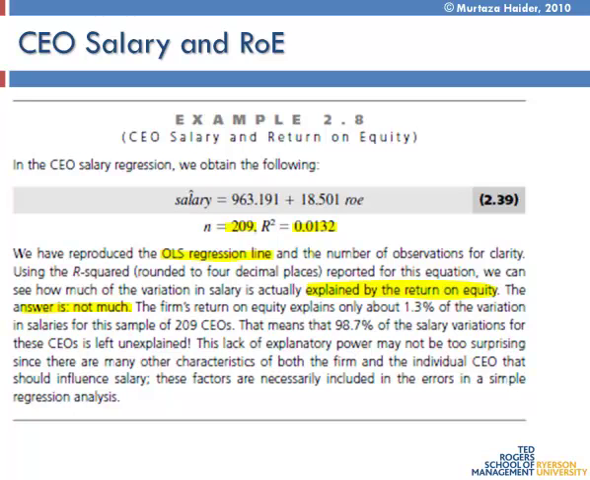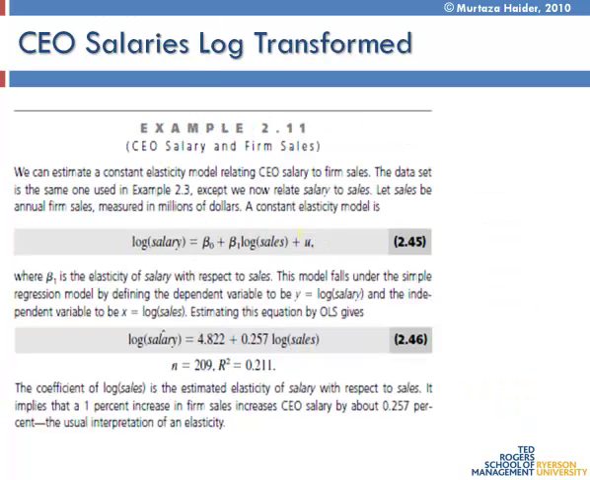The R-squared is only 1.3%, and so the firm's return on equity explains only 1.3% variation in the salary earned by the 209 CEOs. And what it means is that almost 99% of the salary variation is left unexplained by this model. So this is one such thing as a very poor fit. A 1.3% fit is not something that you can work with.